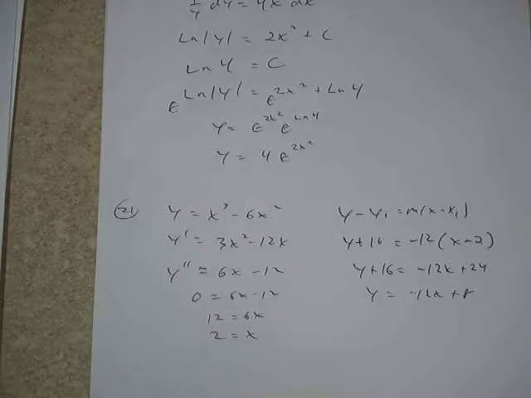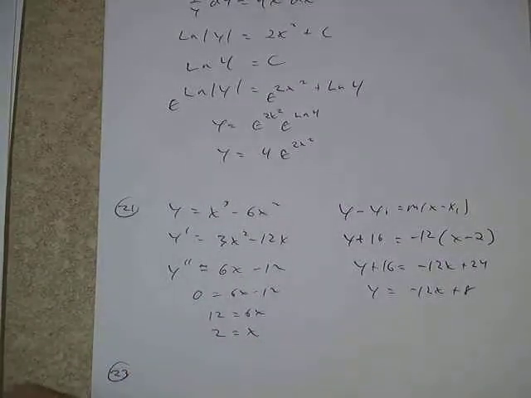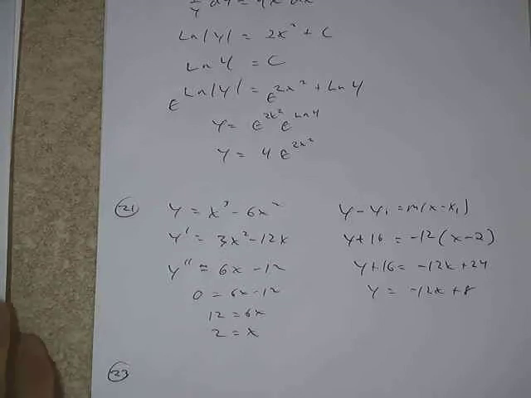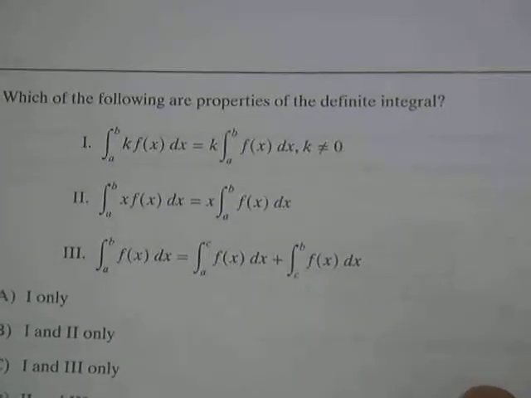Wait, where'd you get the slope? What gives us slope? The derivative at that point. Yep. So the slope of the tangent line is just the derivative at that point. Anything else on 21?